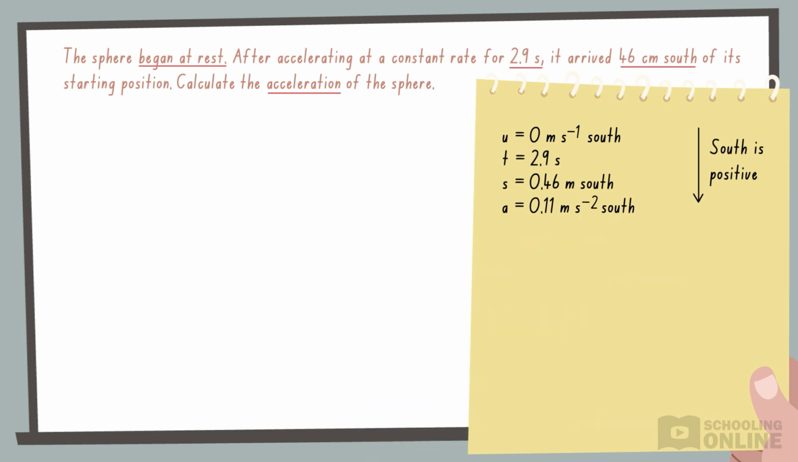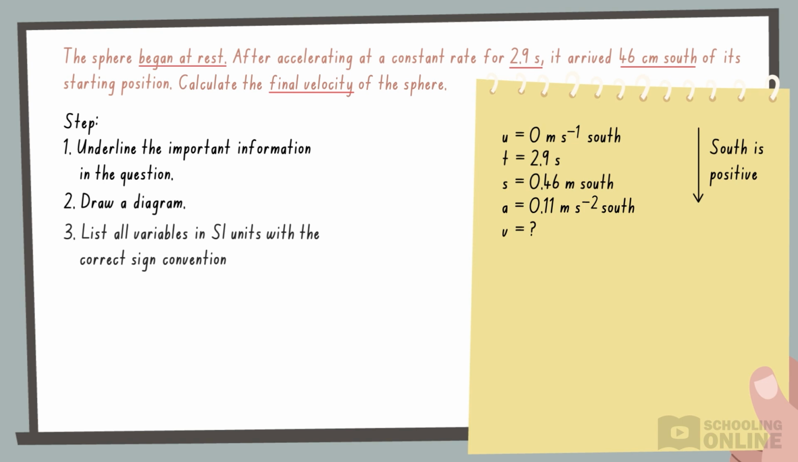Alexandra also wants to find the final velocity of the sphere after it accelerated for 2.9 seconds. Let's work through this calculation together. We write the letter V for final velocity, since this is what we are trying to find.